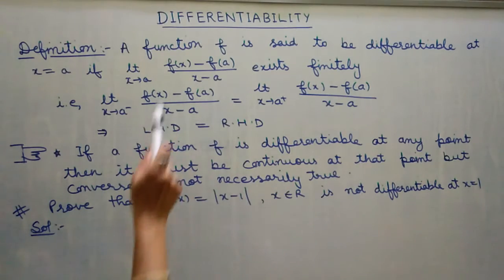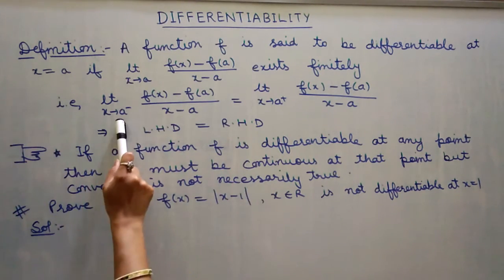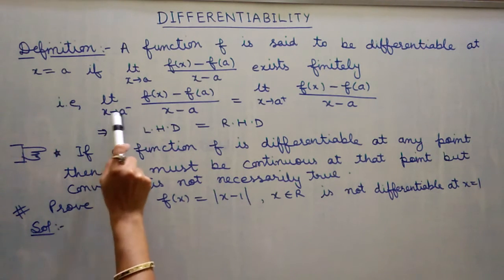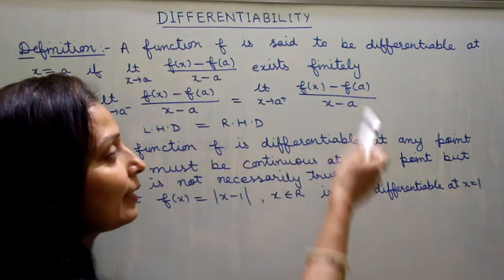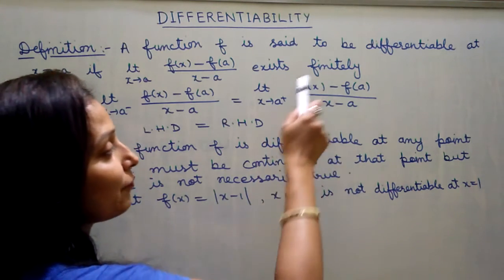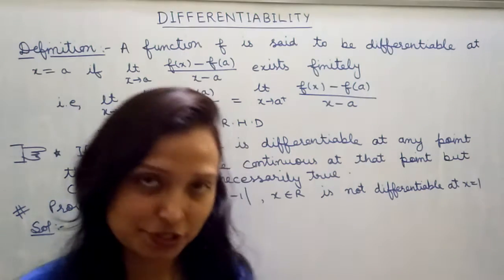That means you have to take it in two forms, left hand derivative and right hand derivative. The left hand derivative is where we take x approaches a negative, and in the right hand derivative we take x approaches a positive. If both are equal, we can say that the function is differentiable.